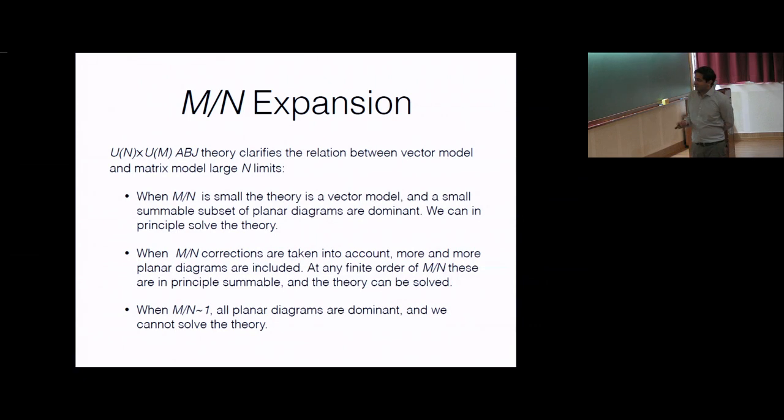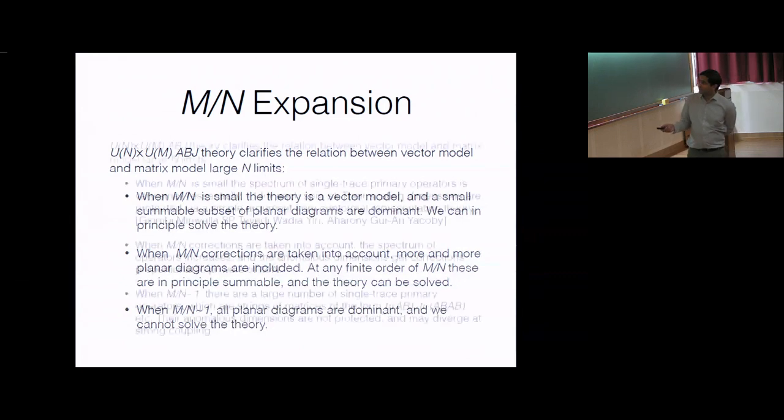So there's at least a sort of parameter that if you do perturbation theory in this parameter, you can go from the vector model large N limit to the matrix model large N limit. Yeah, so in principle, it's all classical along this whole line, even though we can't actually sum all the diagrams.